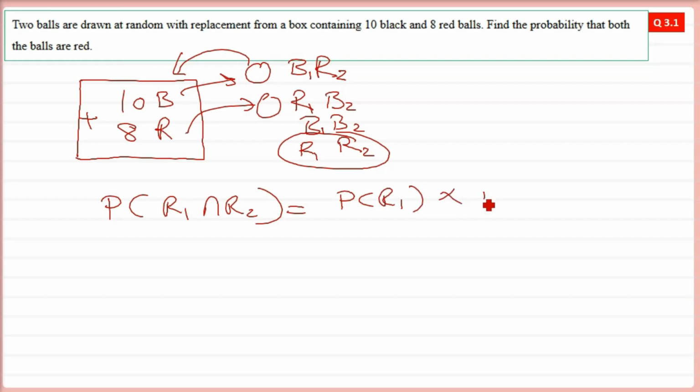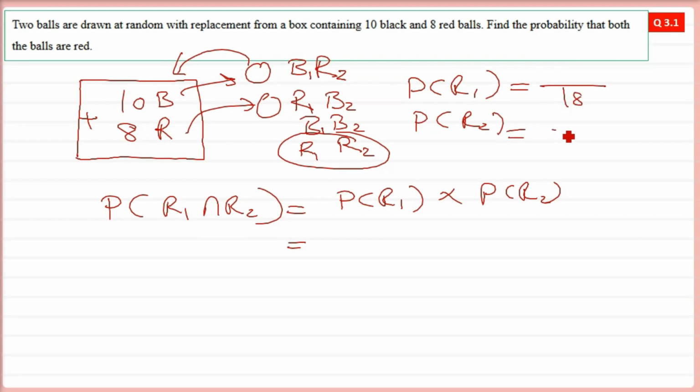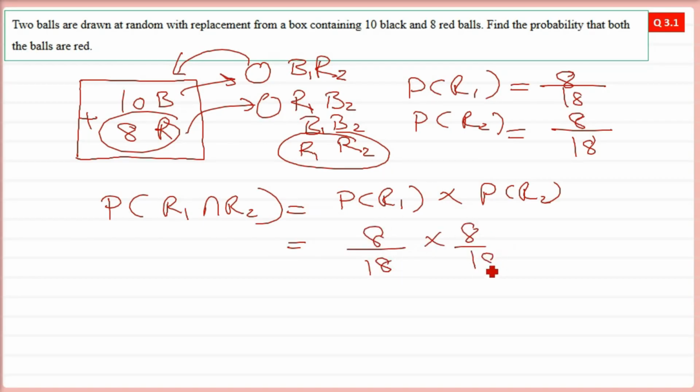We can multiply them separately. So P(R1) multiplied by P(R2). And what are P(R1) and P(R2)? See, the probability of red remains the same because there is a replacement. I am writing it separately, but they are similar. P(R1) and P(R2) are the same. The denominator is the total number of balls, 18. The numerator is 8. So 8 by 18 and 8 by 18. You will get 16 by 81, basically 64 by 324.